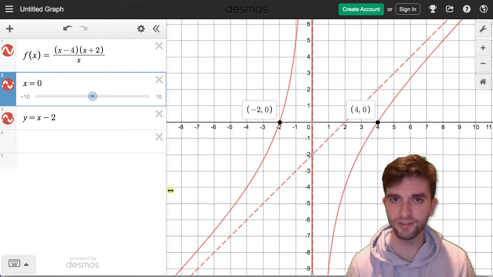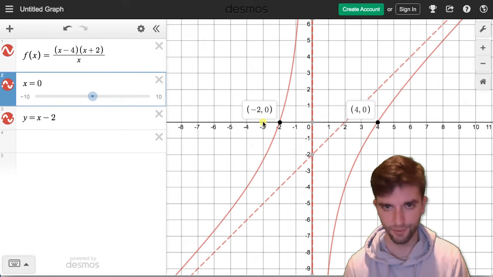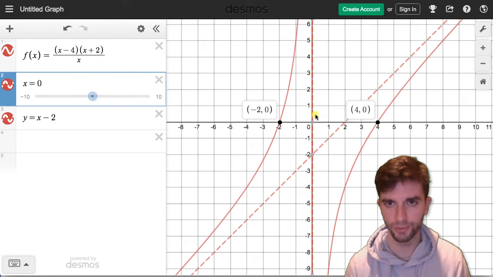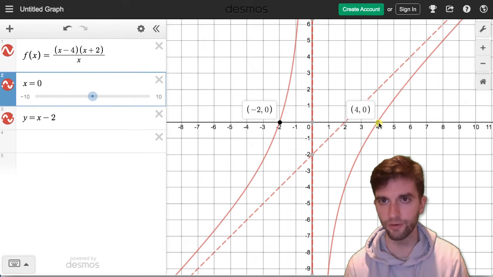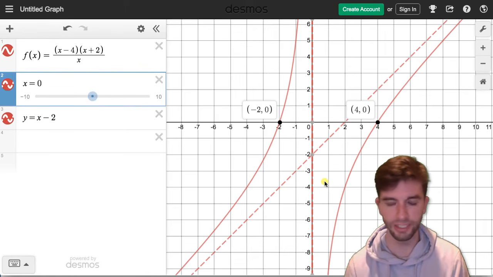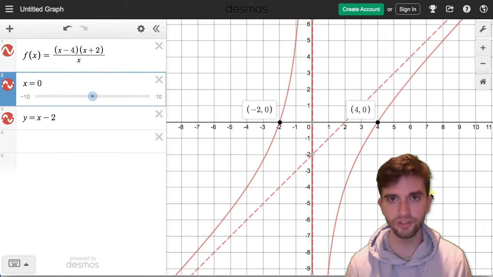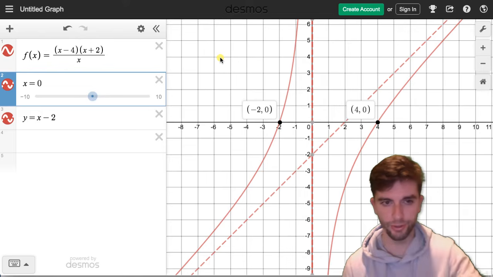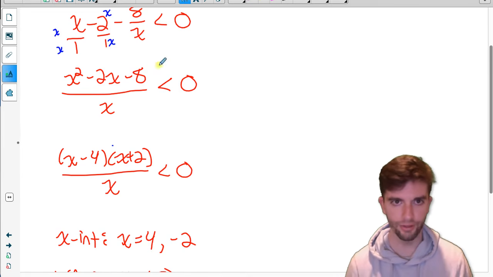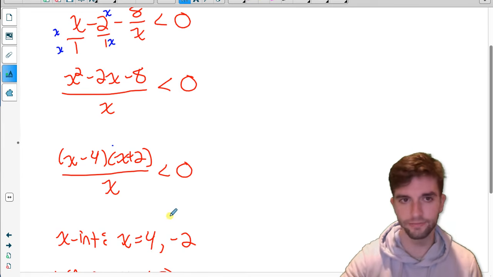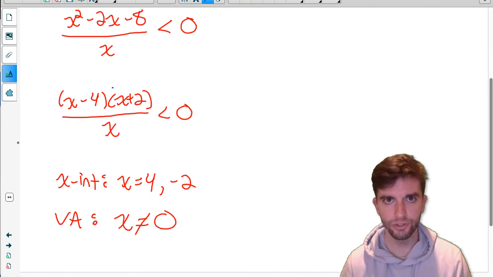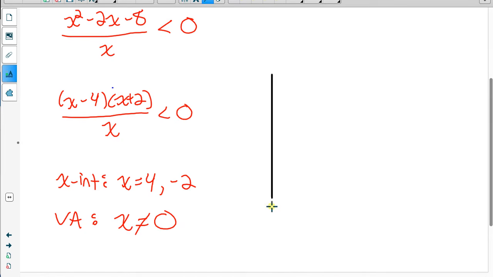So we just need to test values within each interval. The interval before negative 2, between negative 2 and 0, between 0 and 4, and between 4 and infinity. We test where the function is in each of those intervals, and then we can figure out the answer to our inequality, which wants to know when is it less than 0, so when is it negative. So we'll make our factor table, so we'll draw those horizontal and vertical lines again.